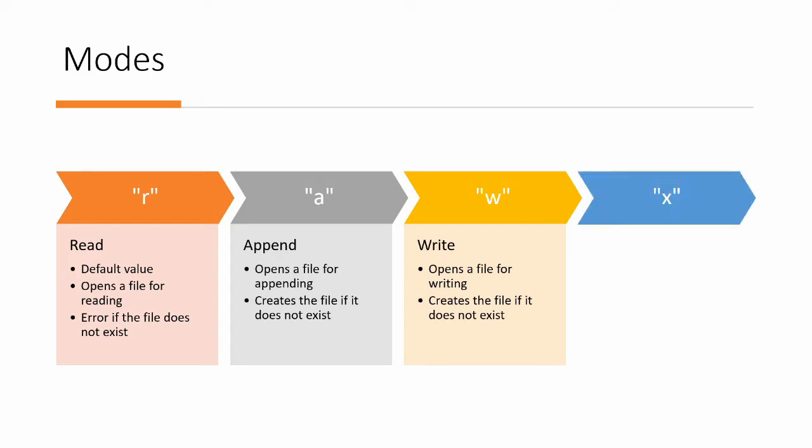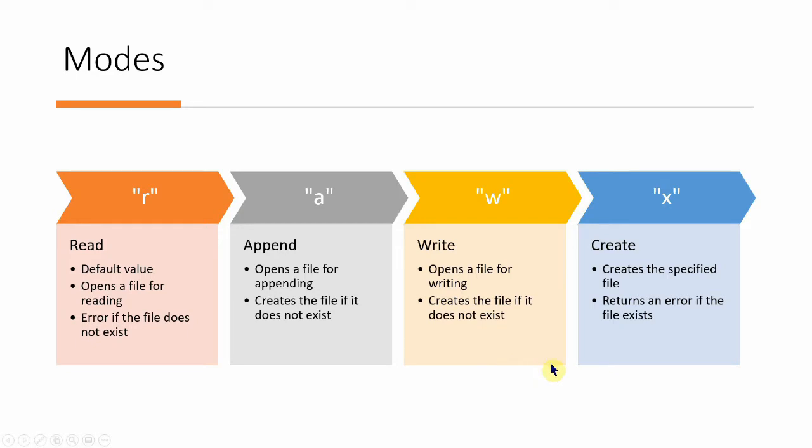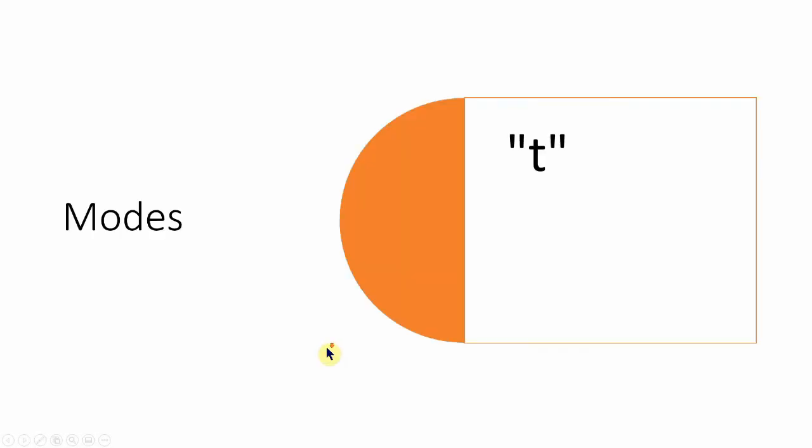Then you've got X, which stands for create. I know it should be a C, and this will create the specified file, and it will return an error if the file already exists. And so you could use create and write if you didn't want to overwrite a file, for example. You've also got T, which is for reading text, and this is the default mode.